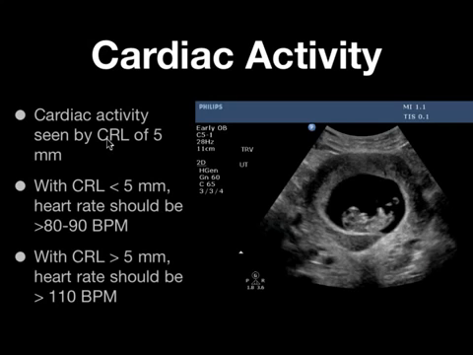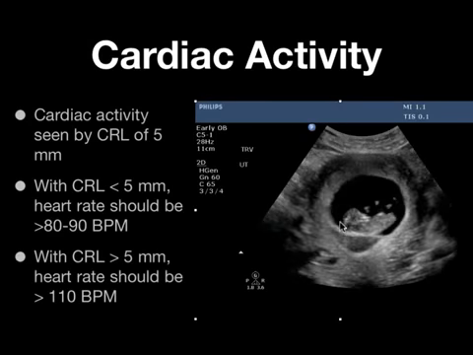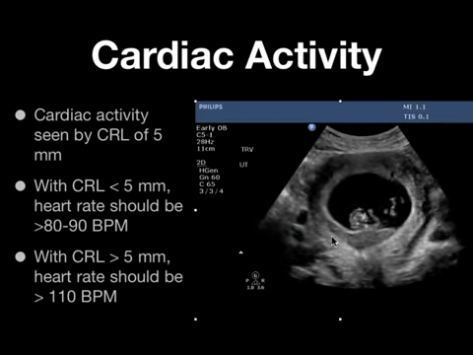When you've got a crown rump length less than 5 millimeters, it's also not uncommon to see a heart rate in the 80 to 90 range. We traditionally think of embryonic or fetal cardiac activity being between the 110 or 120 and 160 range. If the crown rump length is greater than 5 millimeters, the heart rate should be in that 110 to 160 range. However, if the crown rump length is less than 5 millimeters, it's not uncommon to see a heart rate in the 80 to 90 range.